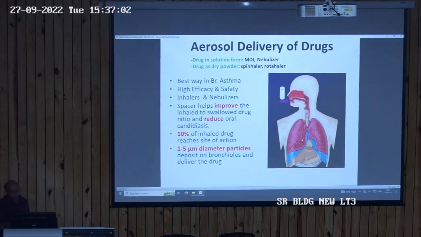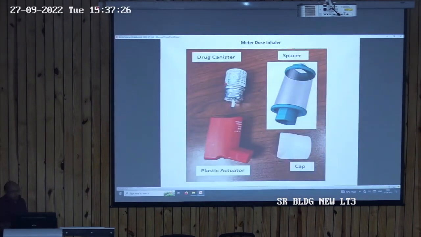So you can see that whenever the aerosol is used, say a metered dose inhaler, then the drug is moving into the lungs and partly it will move into the GI system this way. Okay? So these are the different metered dose inhalers. This is a single picture of a metered dose inhaler which is showing different parts.